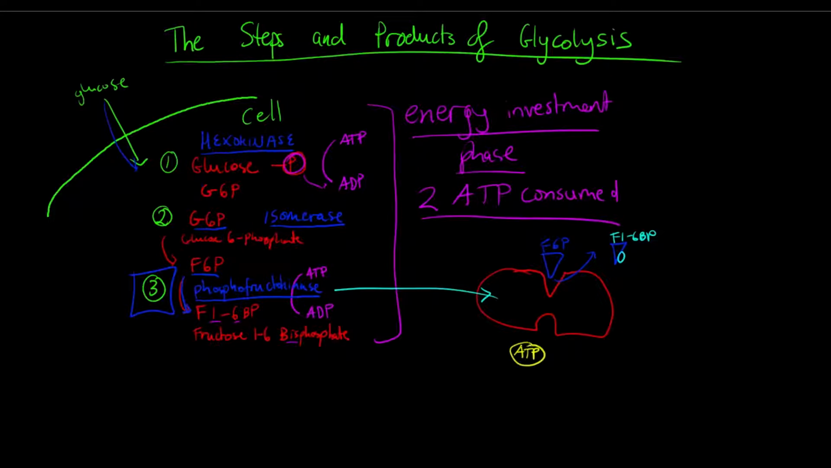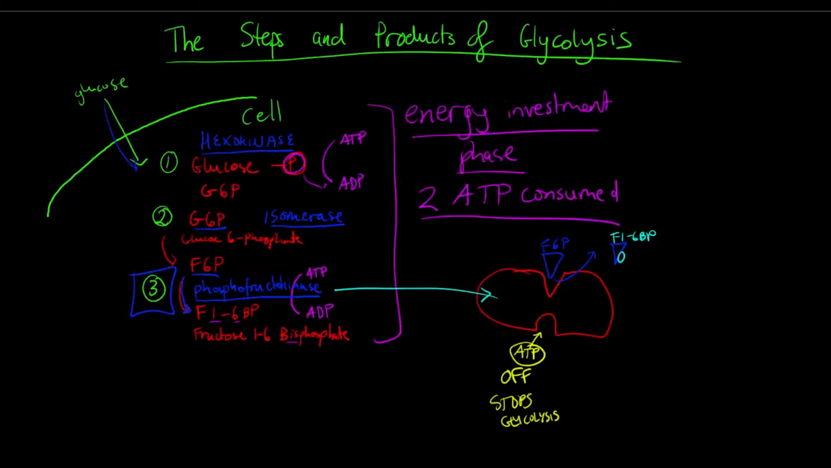ATP, if it's present in the cell, think about it. If the ATP is present, the cell has plenty of energy. So does it need more energy? No. So the ATP will bind and turn off the enzyme. And if it turns off the enzyme, it stops glycolysis. Glycolysis is stopped by ATP allosterically controlling phosphofructokinase.